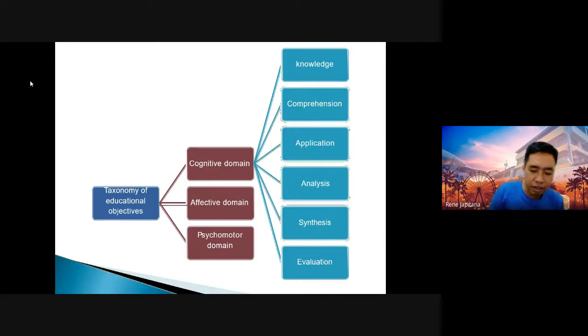When we assess students, when we make questions in our test or examination, we always base the type of exam, the type of test that we are going to give to our students, on the domain of the educational objectives, the cognitive. Even in the levels of the cognitive, there are six levels, from knowledge.